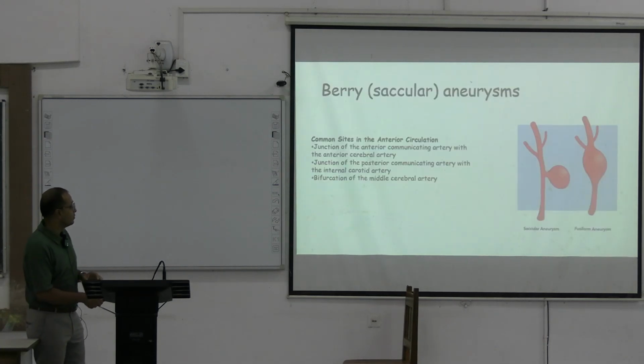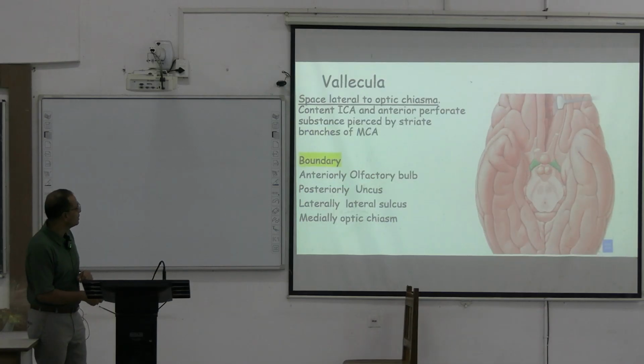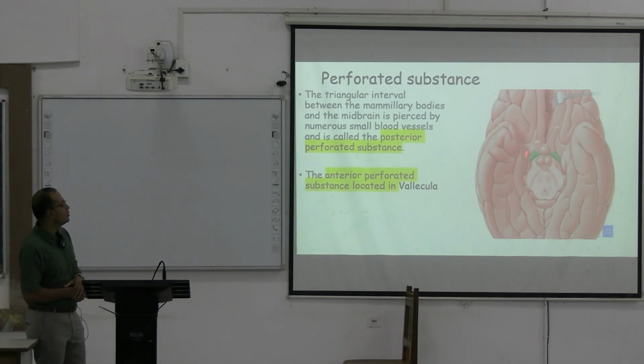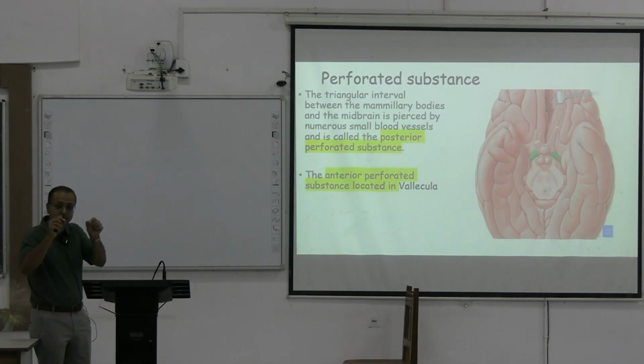This is what the circle of Willis is about. Now, what we call here is the perforated substance. There are two such perforated substances, one here and one here. In between the pons and the mammillary body, we have the posterior perforated substance. By the side of this green line, we have the optic tract, and by its side the vallicula. By the side of the vallicula, we have another perforated substance, the anterior perforated substance. What is the importance of it? Blood vessels penetrate this perforated substance and go deep to supply the brain.